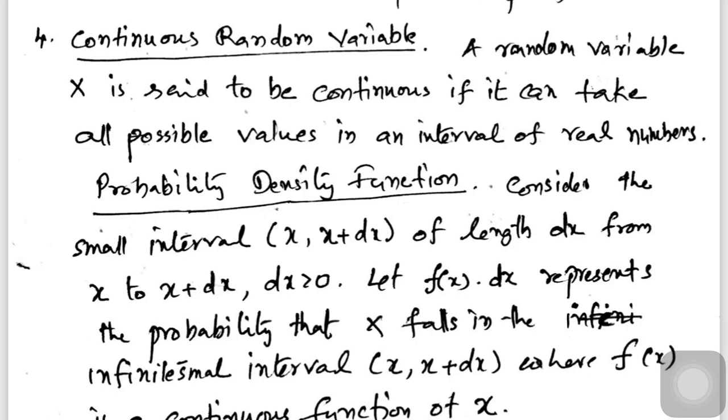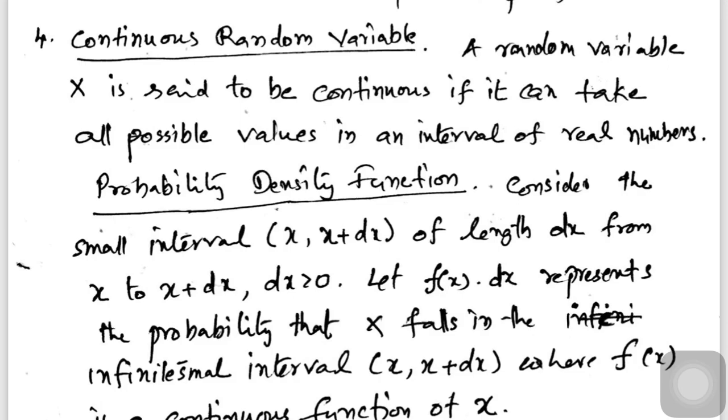Okay, now in this video, we will discuss continuous random variables and the associated probability density function of a continuous random variable. A random variable x is said to be continuous if it can take all possible values in an interval of the real line. Sometimes it may be the entire real line or it may be a subset of the real line. And associated to a continuous random variable, we can have a probability density function.